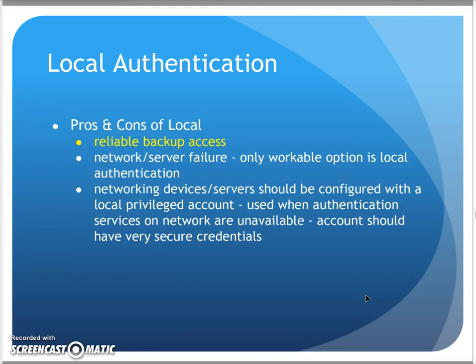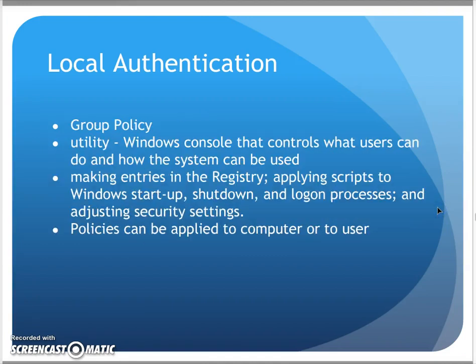Reliable backup access. If I do have a network or server failure, this local account allows me to at least boot up, use it, and do some stuff locally. Then I have to worry about getting the data saved at another point. But it gives me at least that. So there should be at least some local account privileges so that if there's an issue, people can log on locally and do some things until network functionality is restored, server functionality is restored, whatever it happens to be. That should be at least your backup level.